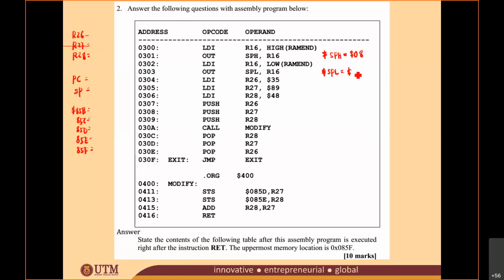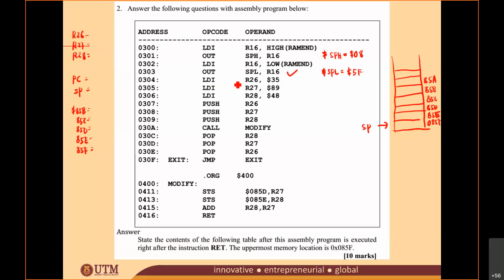So automatically you know that the stack pointer points to this address 085F. So this is your stack pointer. Then 085D, and then this is 085C, and this is 085B, and this one is 085A. Okay, so we finish this one. Up until here, any questions? Okay, after you initialize the stack pointer, now the stack pointer points to your RAMEND.